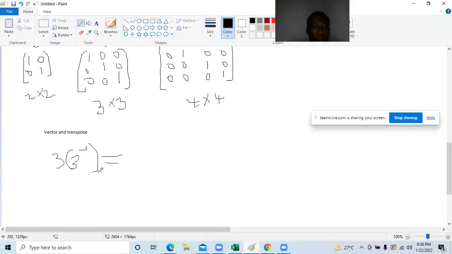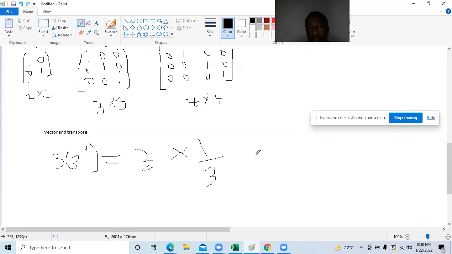Three times 3 raised to power minus 1. You said what? Wrong. Anybody else wants to try? 3 times 3 raised to power minus 1 is just basically saying 3 times 1 over 3.